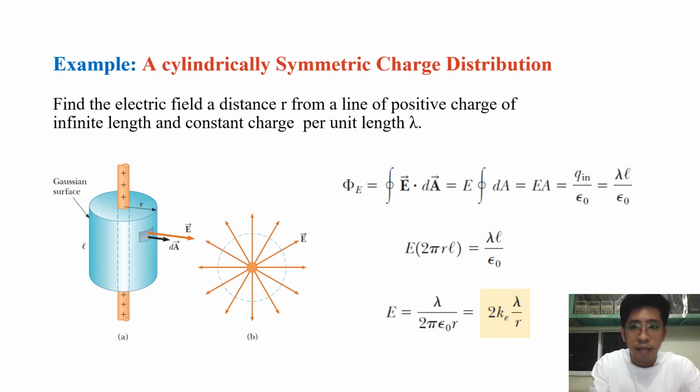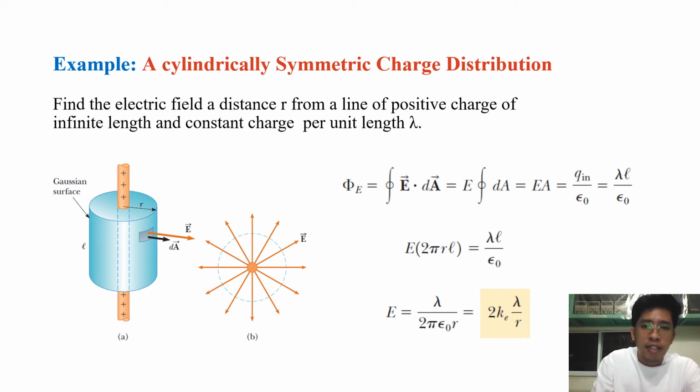Let's have here an example. Find the electric field at a distance r from a line of positive charge of infinite length and constant charge per unit length lambda. Earlier we had a line charge. If you can remember, we solved for the electric field at some field point P, and we used some tedious integration to solve that one. But here we just use Gauss's law.